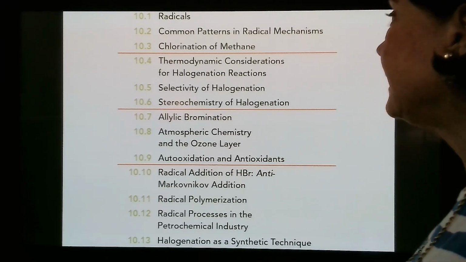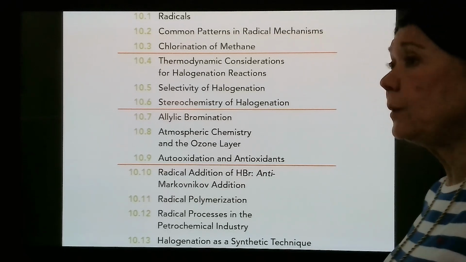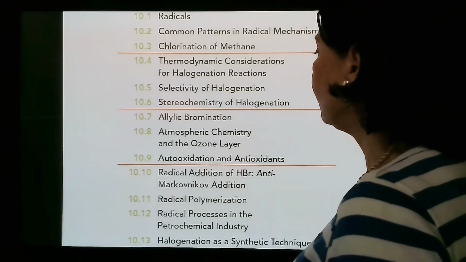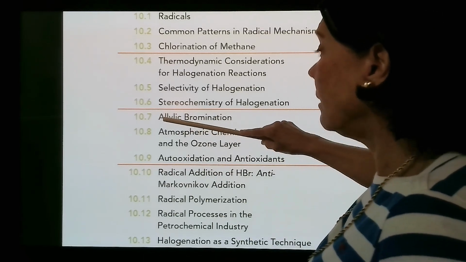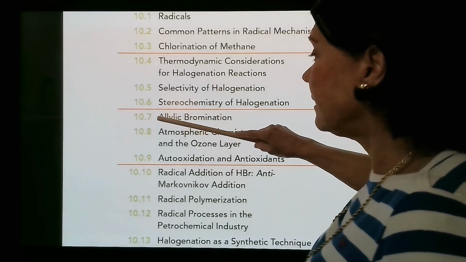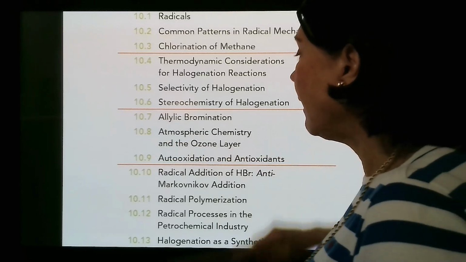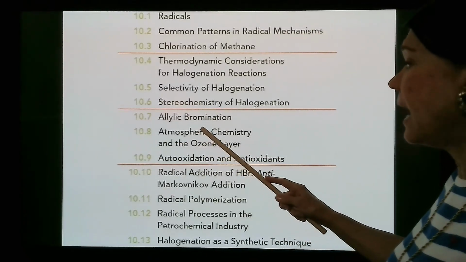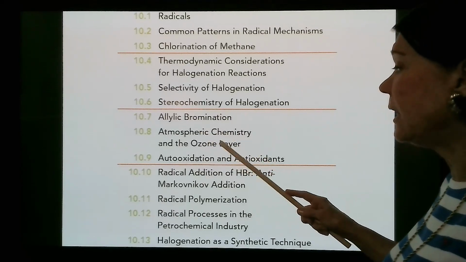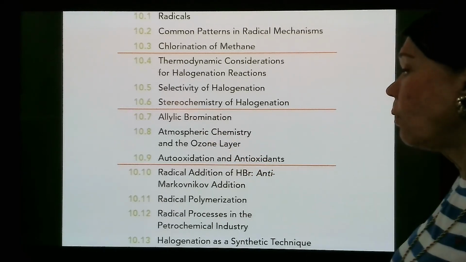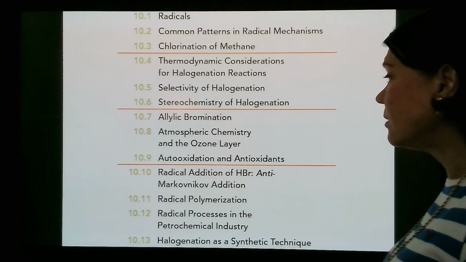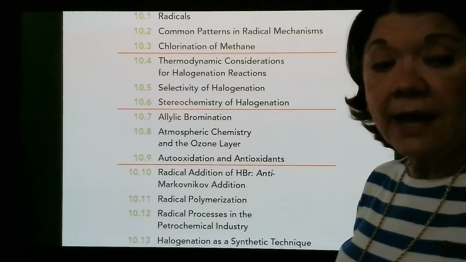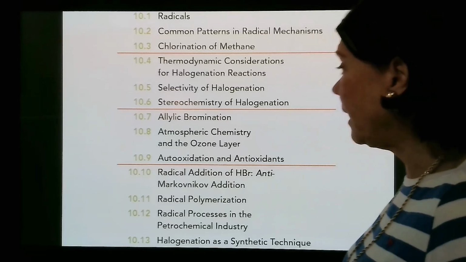So, Chemistry 3053, let's continue with our chapter on radicals and their reactions. So, here we are, sections 10.7, 8, and 9: allylic bromination, atmospheric chemistry and the ozone layer, auto-oxidation, and antioxidants. So, let's first look at the allylic bromination.